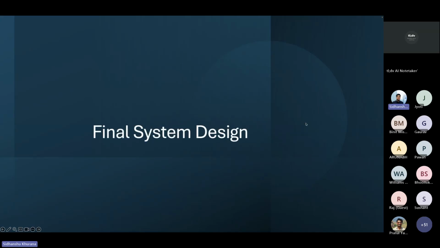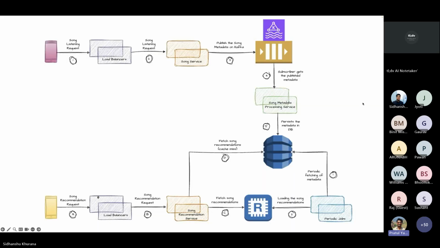Okay, now we'll talk about the final system design. Pratul, you want to take over from here? Yeah, I can take the next few slides. Sure. So can you move forward, Sudhanshu?